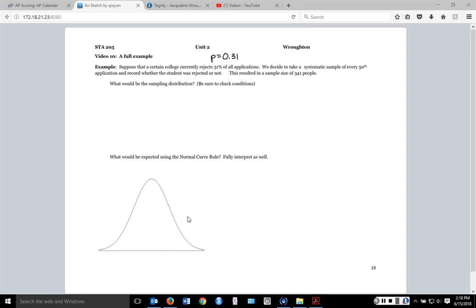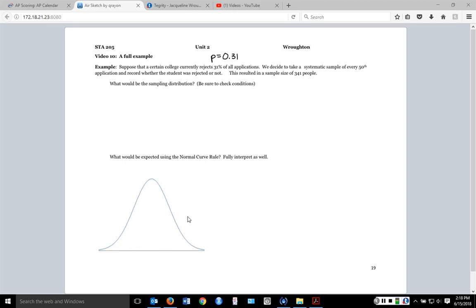Alright, next, we decide to take a systematic sample of every 50th application and record whether the student was rejected or not. Two things I know after that sentence. I know about my sampling method, so that's going to help me figure out if I believe it's actually unbiased or not. Secondly, I would also know at this point that, again, it was a categorical variable, because it says we're going to record whether the student was rejected or not. So they're going to fall into one of those two categories, rejected or not.